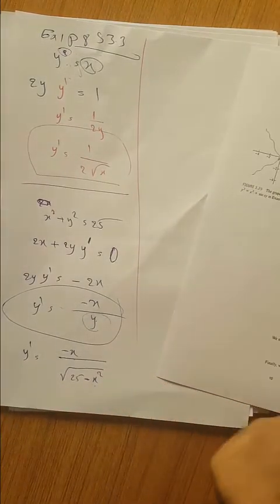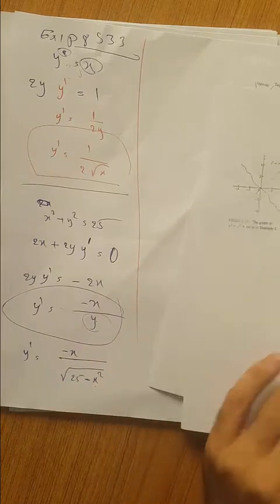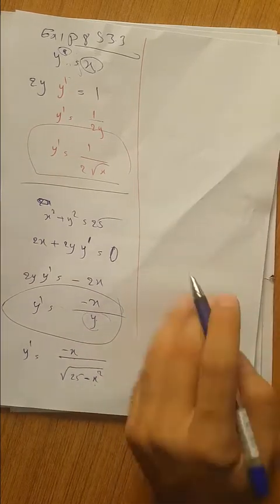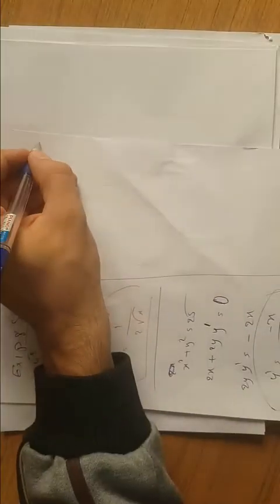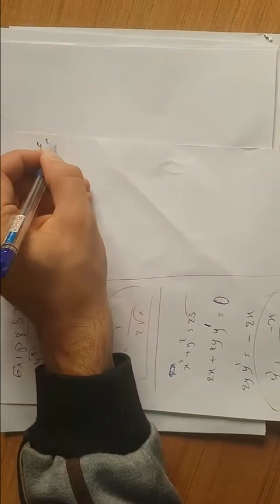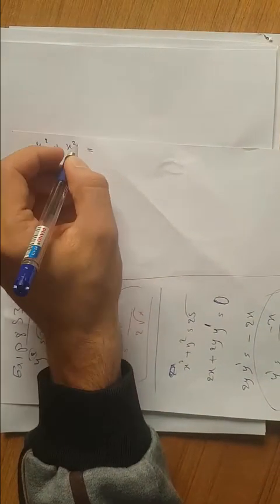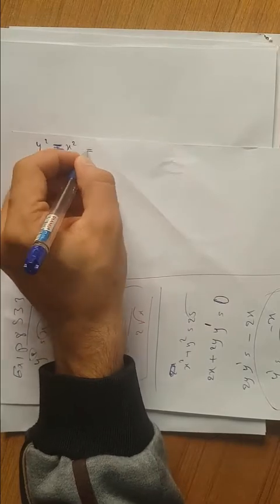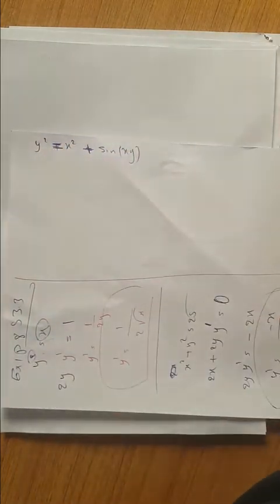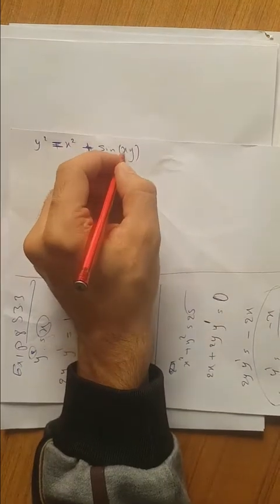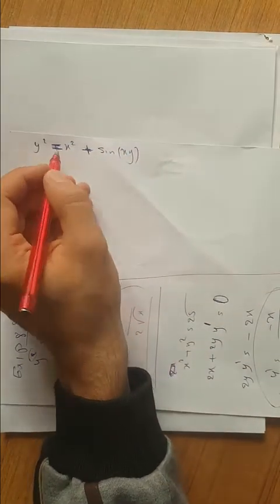The next, page 10, you can see it's easy. I'm going to solve this one for you. Say y squared plus x squared is equal to x squared plus sine of xy. Please, if you have a sine or cosine with more than one thing inside, put it in brackets, in parentheses.